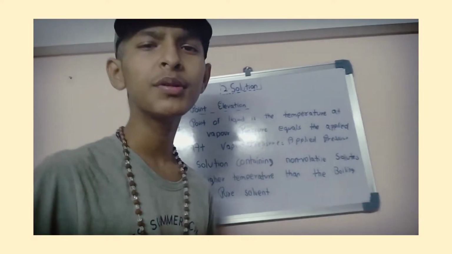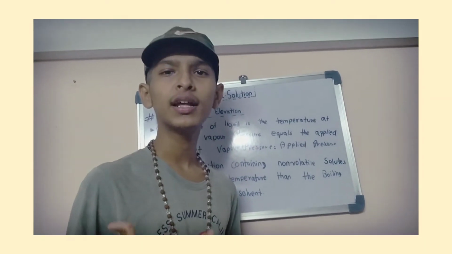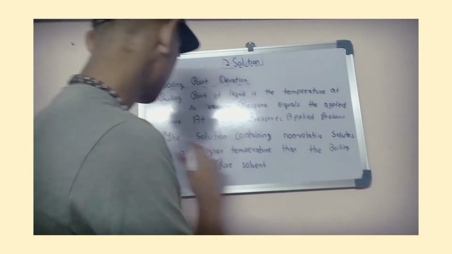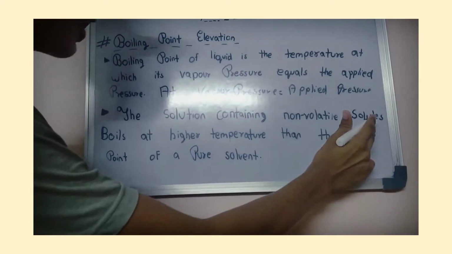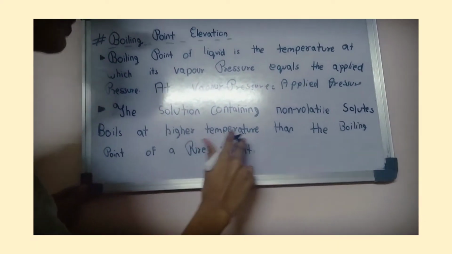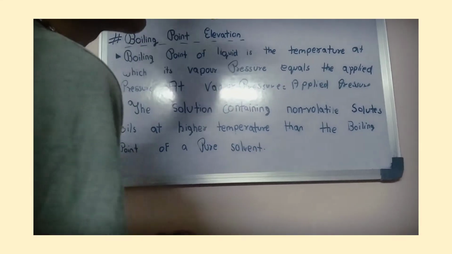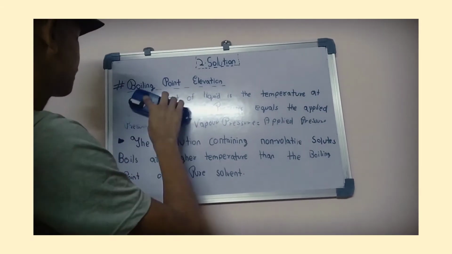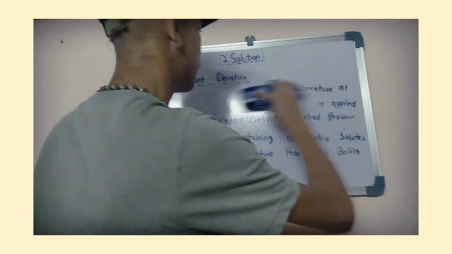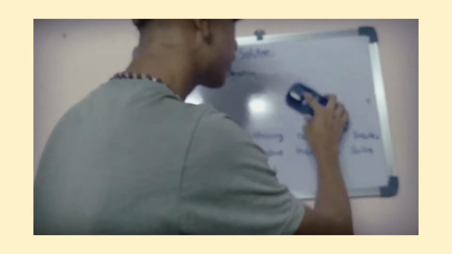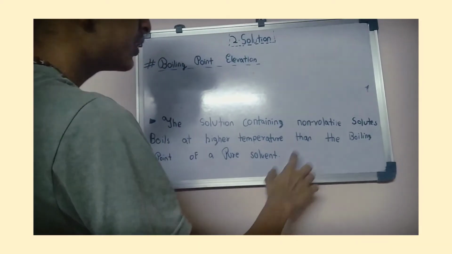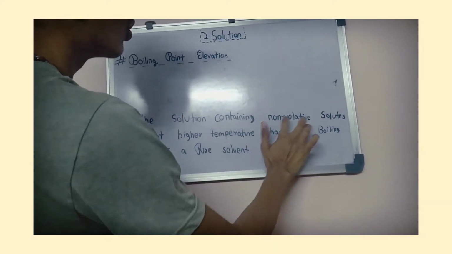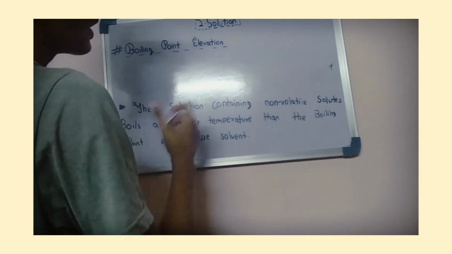So it has been found that if we add a non-volatile solute into a pure solvent, then its boiling point is elevated. Therefore, the solution containing non-volatile solutes boils at a higher temperature than the boiling point of a pure solvent. Now we will look into boiling point elevation completely.